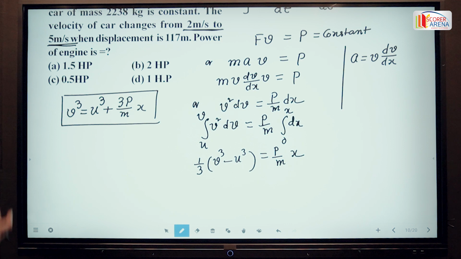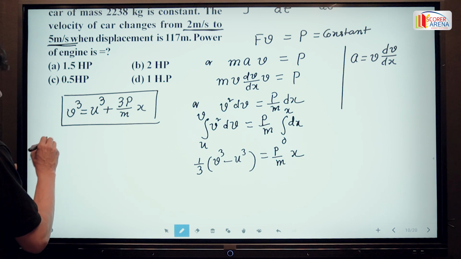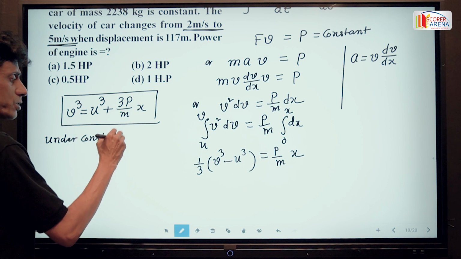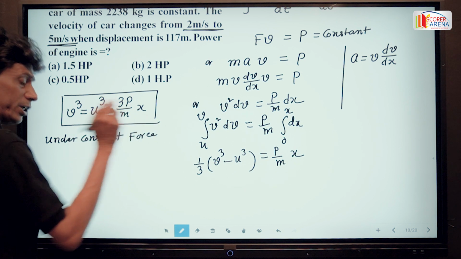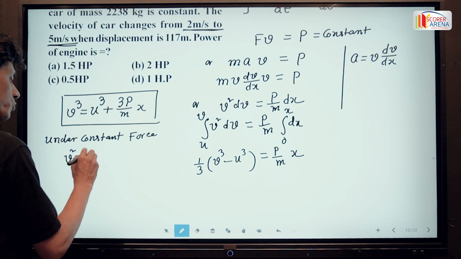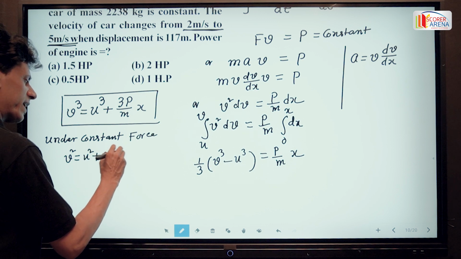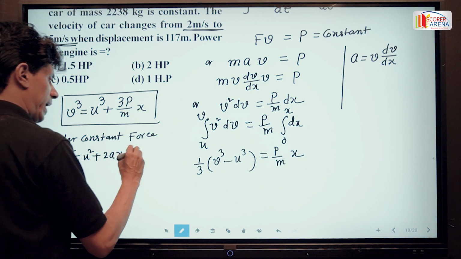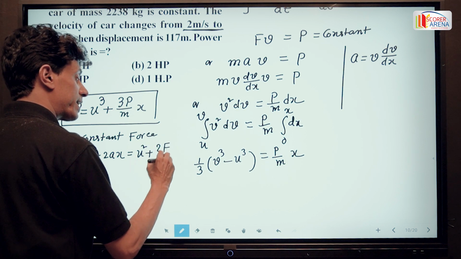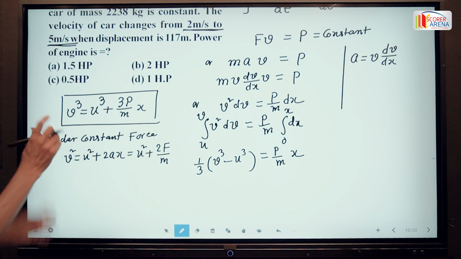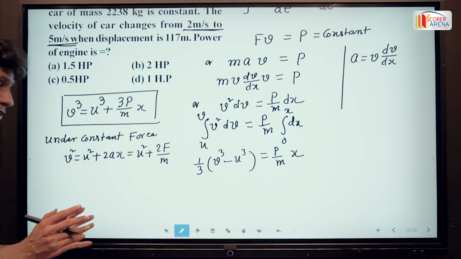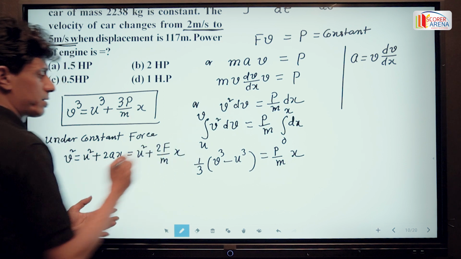Under constant force, the equation is v squared equals u squared plus 2ax, and a is equal to F by m, that is, acceleration is equal to force by mass. Since this force is constant, this is a constant acceleration. So force by mass is the acceleration, into x.